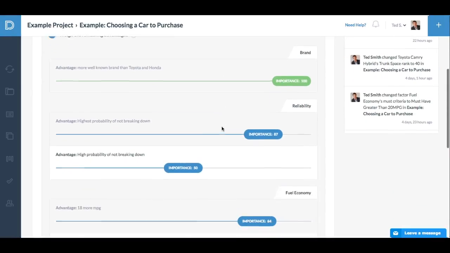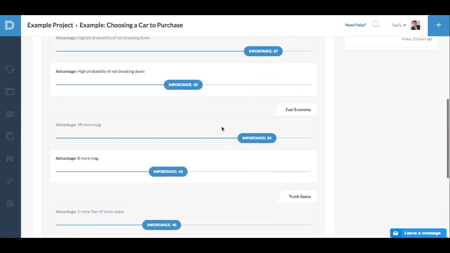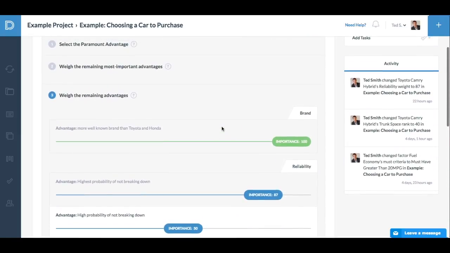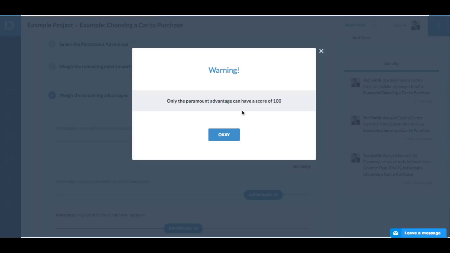Finally, you will decide the importance of each of the remaining advantages within each factor. If there is no advantage, the weight should be equal to 0. Notice that the weight of the remaining advantages in each factor cannot be greater than the weight of the most important advantage in this factor. You will get a warning telling you that if you try to change it.